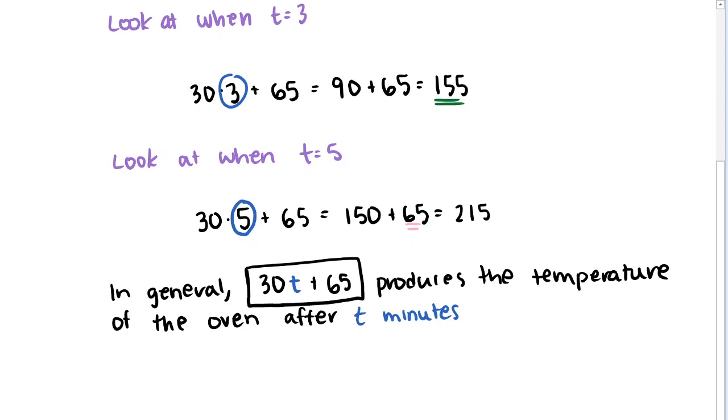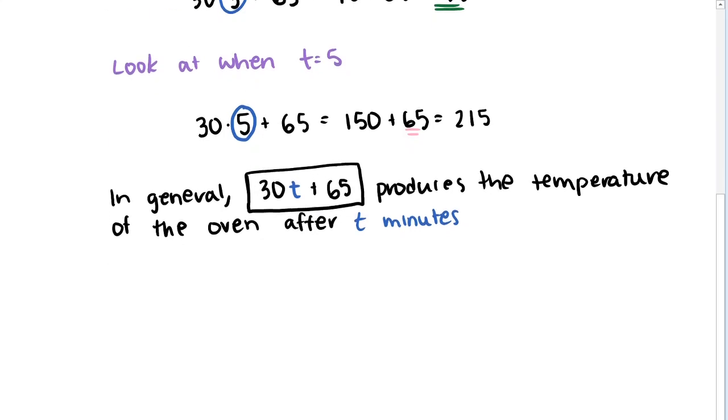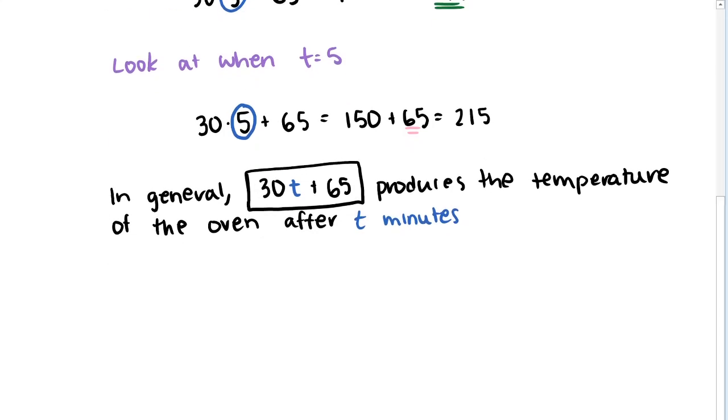And we can check, right? I can imagine plugging in 0 into this expression. What would that mean? That would be saying 0 minutes have passed. What is the temperature of the oven? Let's use this expression a little bit just to see that it truly makes sense. If I'm looking at when t is equal to 0, we have 30 times 0 plus 65.